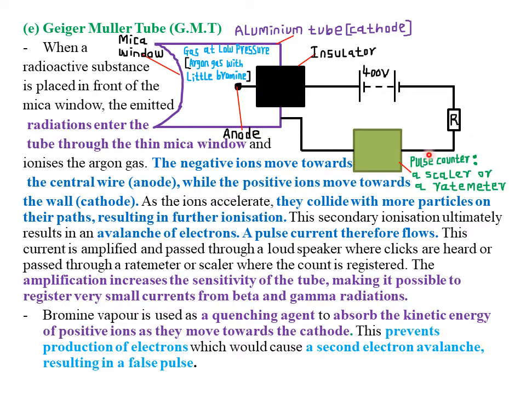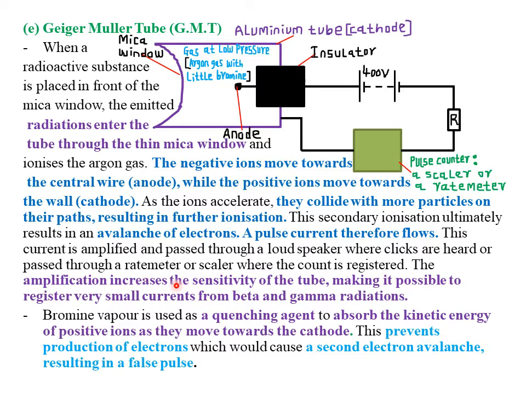Then, of course, as it flows, it can be detected by our pulse counter. So this current is amplified and passed through a loudspeaker where clicks are heard, or passed through a rate meter or a scaler where the count is registered. So the purpose of the pulse counter is simply to register the pulse current that has been produced by the avalanche of electrons.